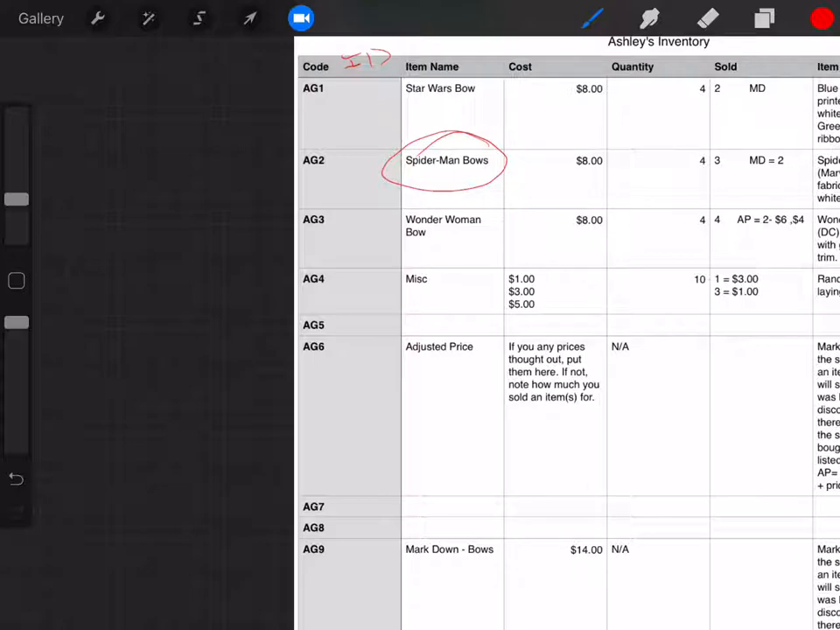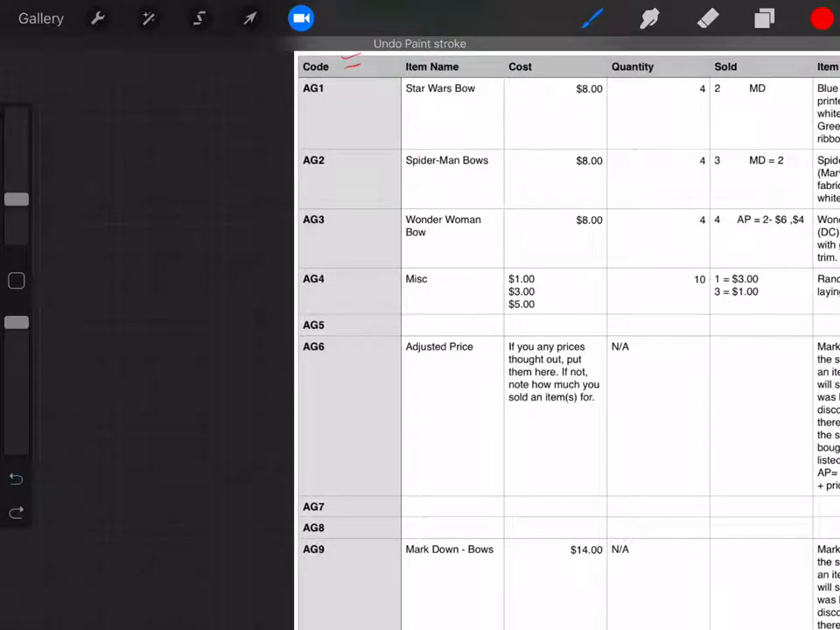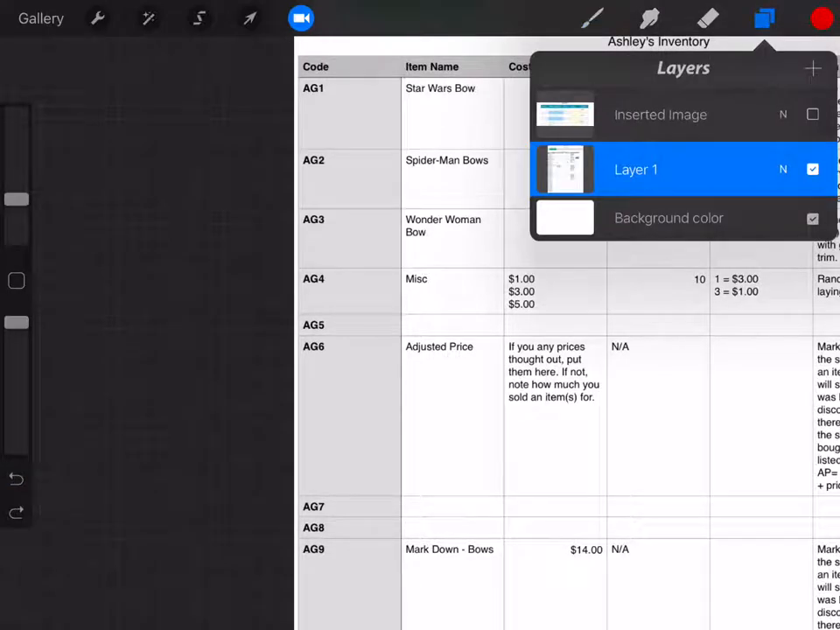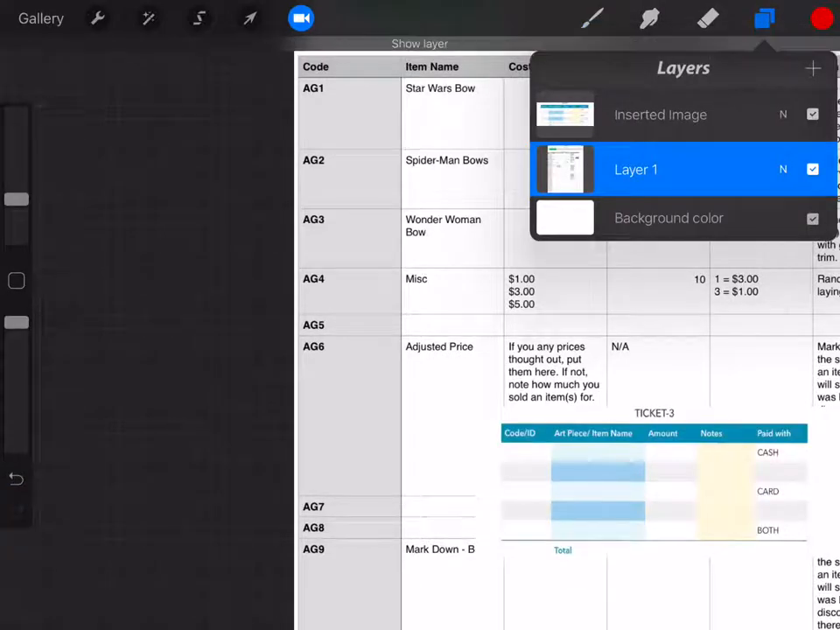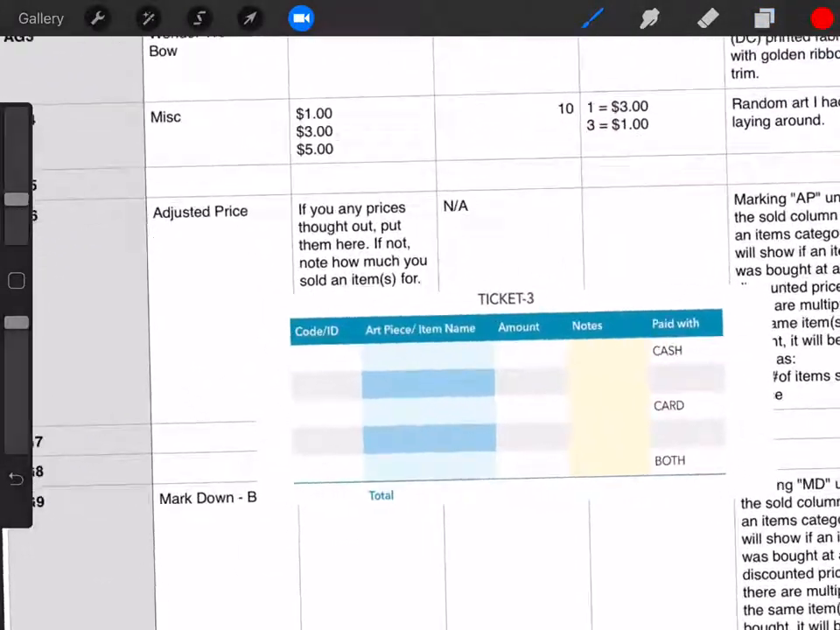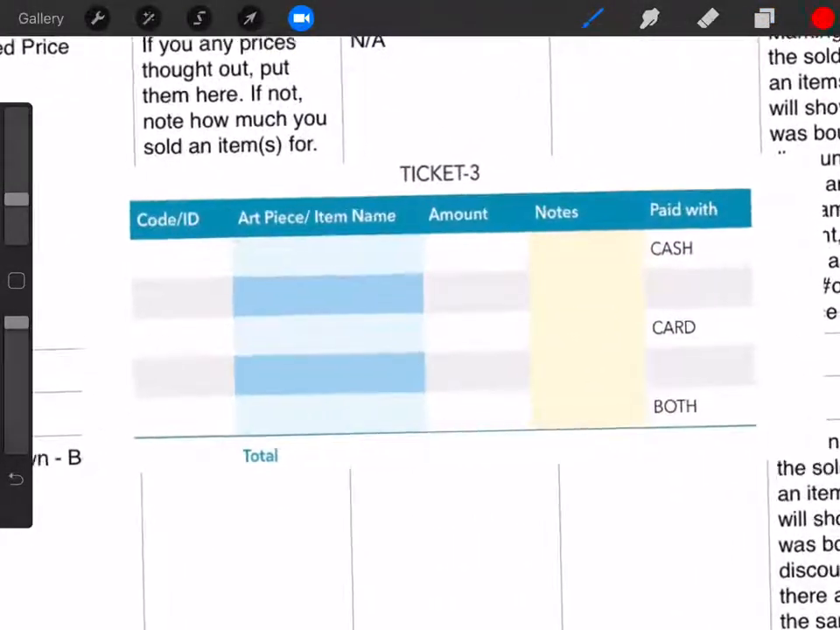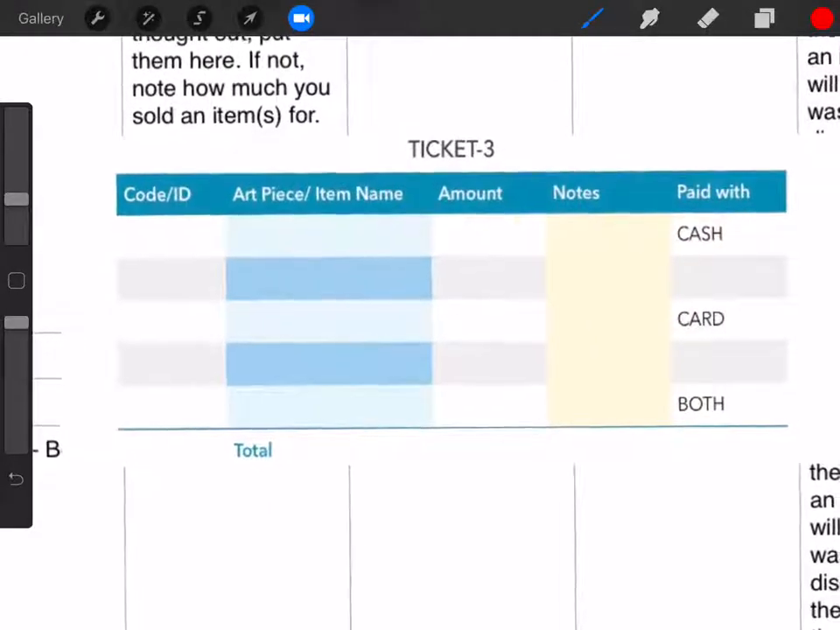Again, I use my initials, so I put AG, and then I put like 1, 2, 3. And that's going to help, again, for identifying them. You will be putting your code or ID on a slip, and I have a slip here that I just quickly came up with. It might look something like this, or it might be a little bit different, depending on what tickets they're going to use.